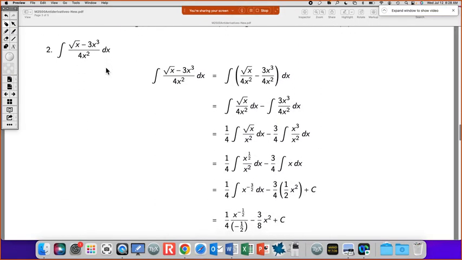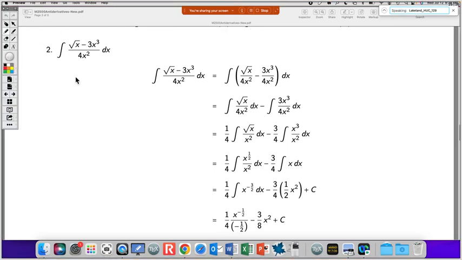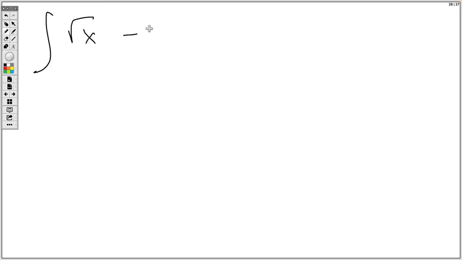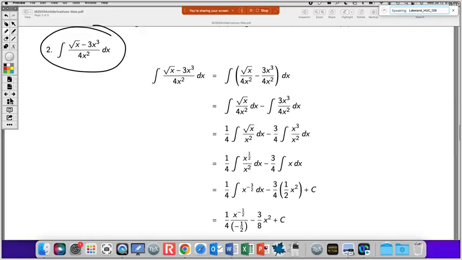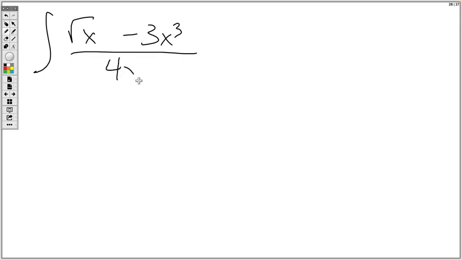All right, let's take a look at number 2. We're looking at the integral here of the square root of x minus 3x cubed, all divided by 4x squared. Now, once again, you got to think back to the first day you worked on derivatives. You had only 2 rules. You had your 2 properties. You had your sum and difference and your constant multiple rule. And then as far as formulas, you just had your power rule and your basic trig rules.